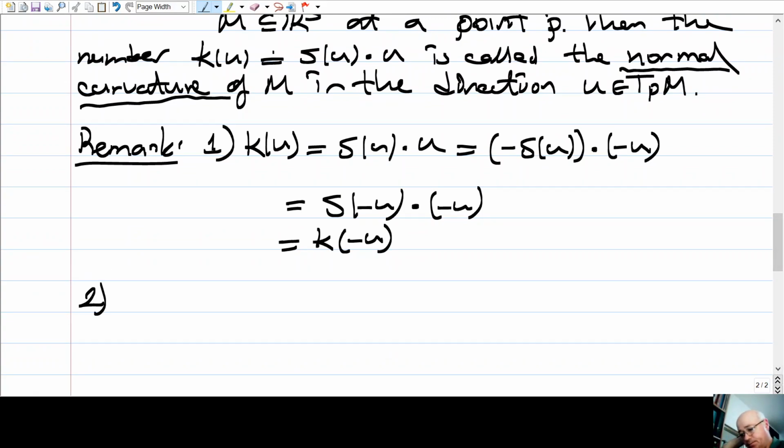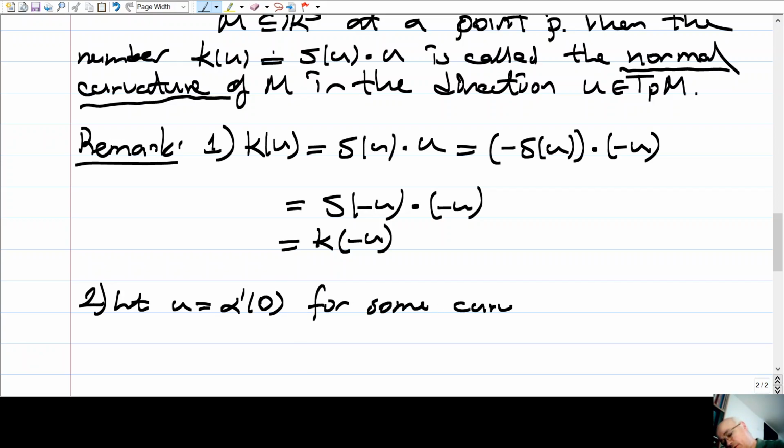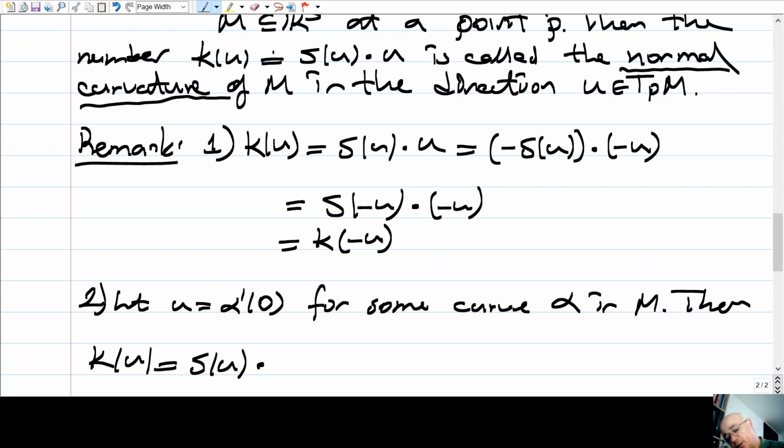The second observation is this. Let u be the tangent vector, the velocity vector of some curve alpha in M, then the normal curvature along the vector u, which is this, but that can be written like this.